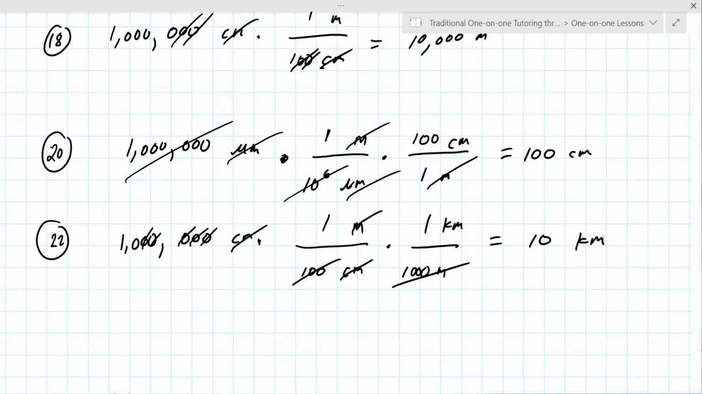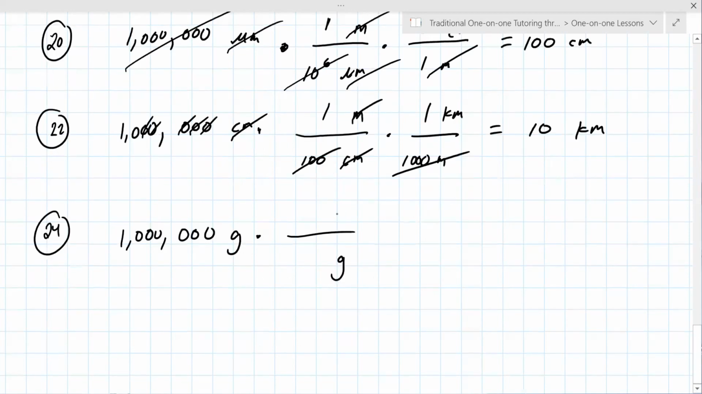All right, on number 24. Okay, so 24 is 1 million grams. I don't know why your instructor's doing a million each time. 1 million grams to milligrams. So how many grams are in a milligram, or how many milligrams are in a gram?